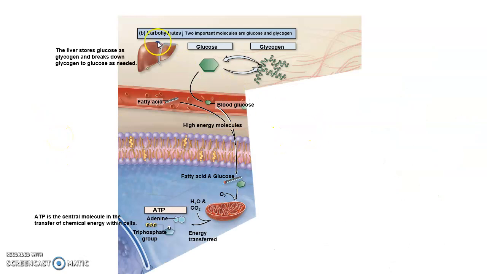And again, glucose, say found in the liver, can be broken down and released into the bloodstream and taken to our cells to make energy. And that is it for this part of the lecture.